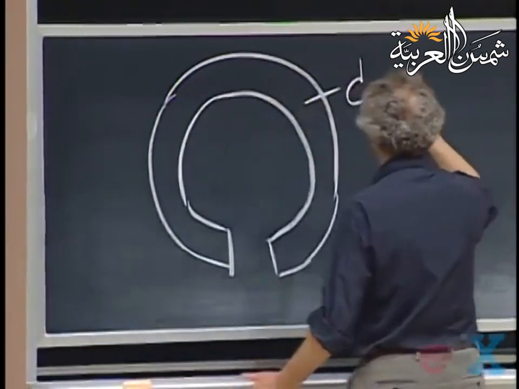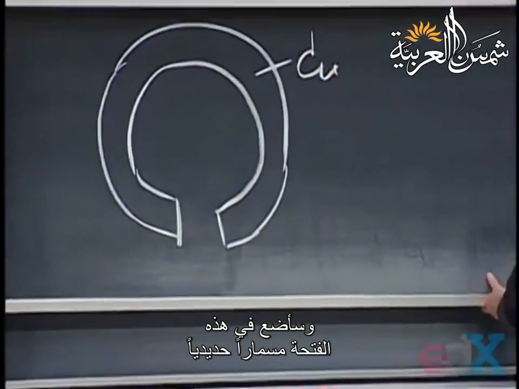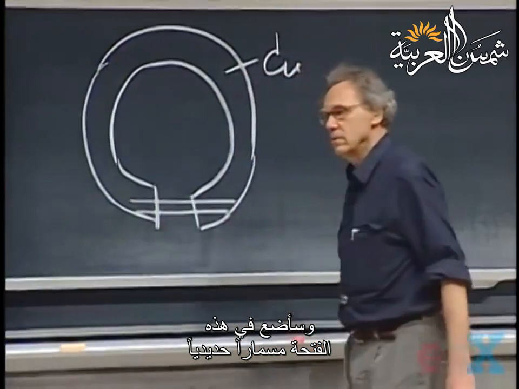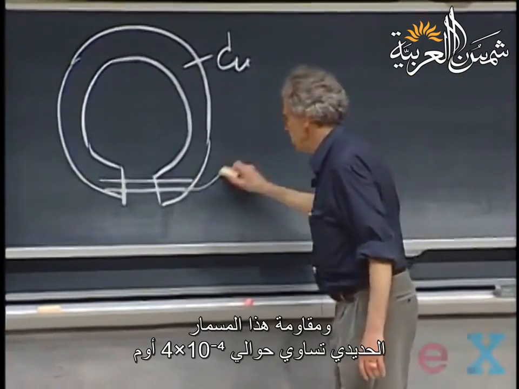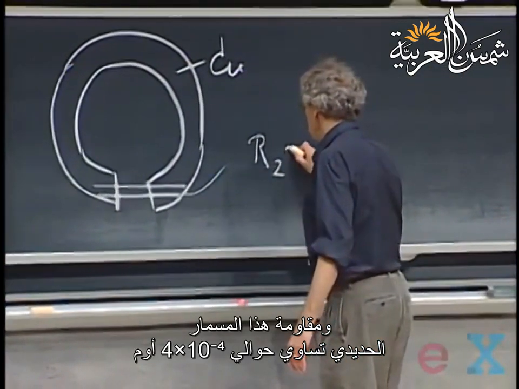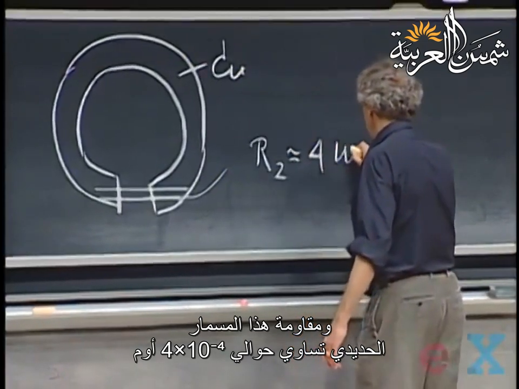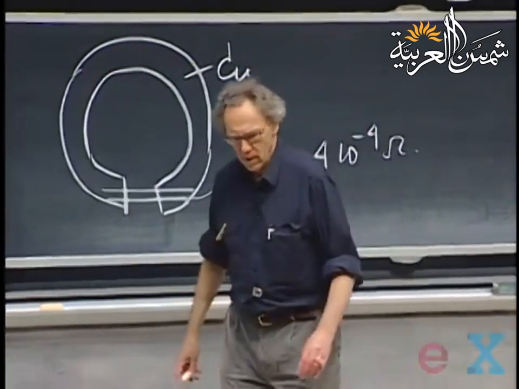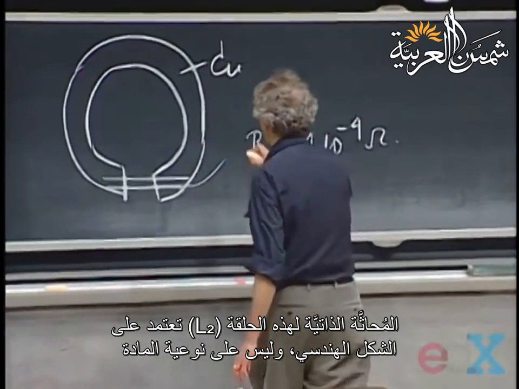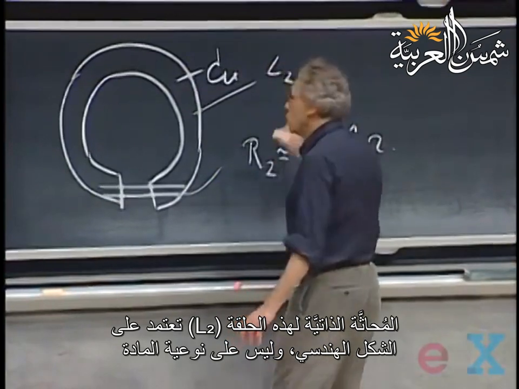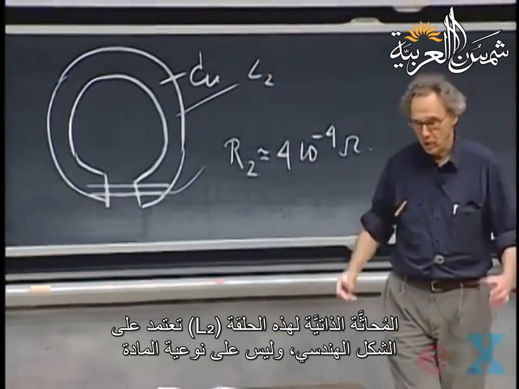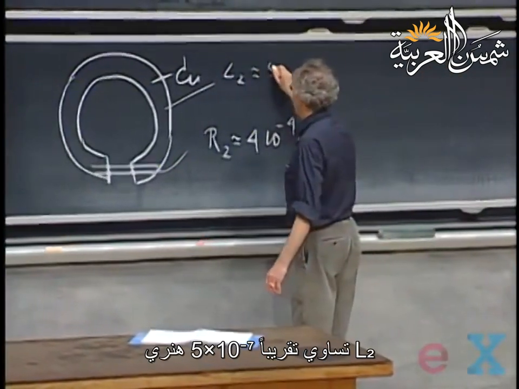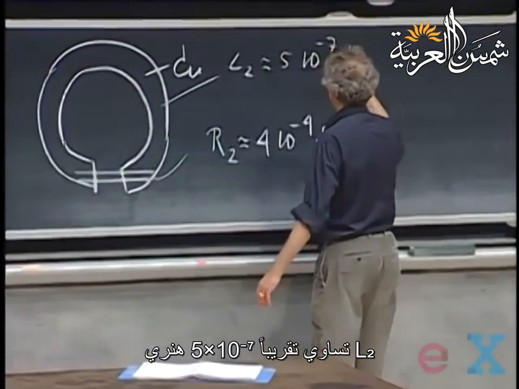This is copper, and I put here a nail, an iron nail, and the resistance of this iron nail is about 4 times 10 to the minus 4 ohms. The self-inductance of this ring, purely geometry, has nothing to do with the kind of material I have, is easy to estimate. I made a calculation and I found about 5 times 10 to the minus 7 Henry.